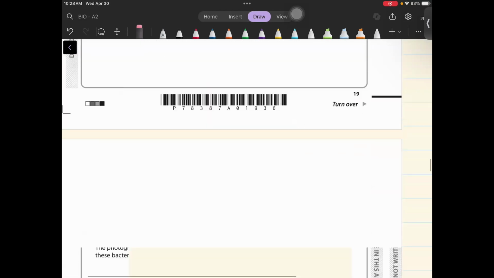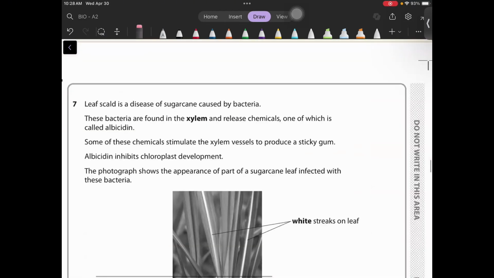Right, it said that leaf scald is a disease of sugarcane caused by bacteria. The disease can be found in the xylem vessels. The bacteria found in the xylem vessel, which is involved in water transportation, release chemicals, one of which is called albicidin. Some of these chemicals stimulate the xylem vessel to produce sticky gum. Albicidin inhibits chloroplast development as well.